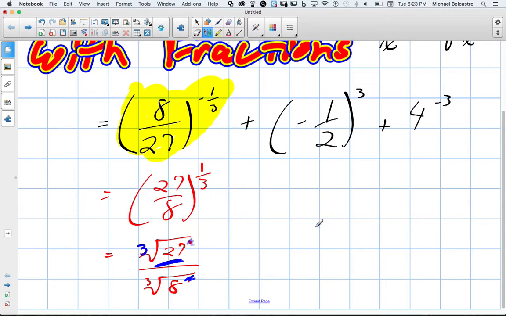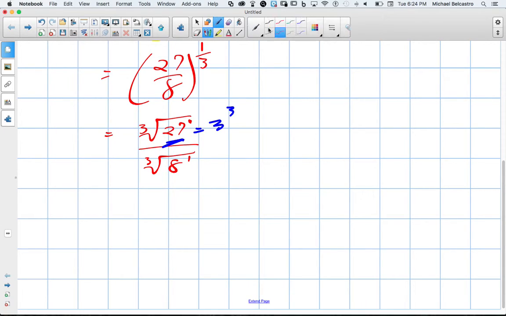So we can do that with a calculator if we're unsure, but we said we want to try this without calculators. So I'm looking for a number that multiplied by itself 3 times will give us 27. I don't know if you know this off the top of your head. 3. 3, that's right. 3 to the power of 3 is 27. So the third root of 27 is just 3.